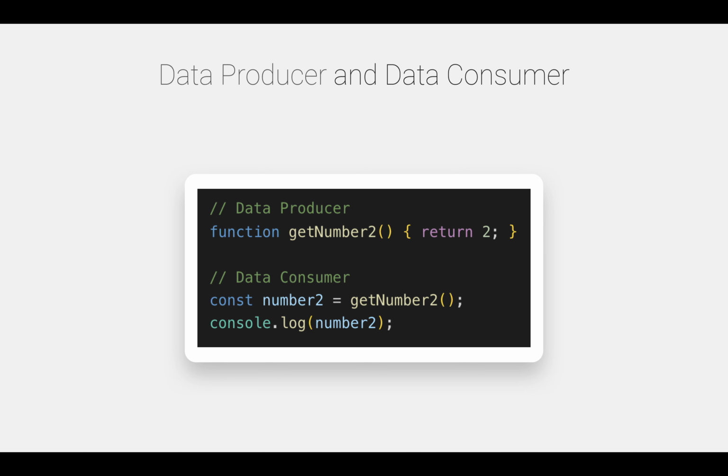Now, a consumer is any part in the code where we can actually consume the data. And here we can see an example. We define the number 2 and then we call the function. So whatever the function returns gets stored in the number 2 variable. And then we can do anything we want with it. In this case, I'm just logging the information out. Now this is the difference between a data producer and a data consumer. So data producers somehow produce data and data consumers consume that data.